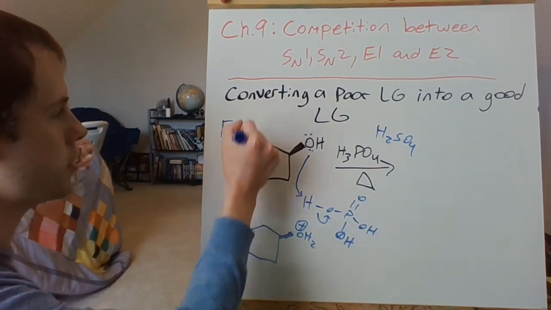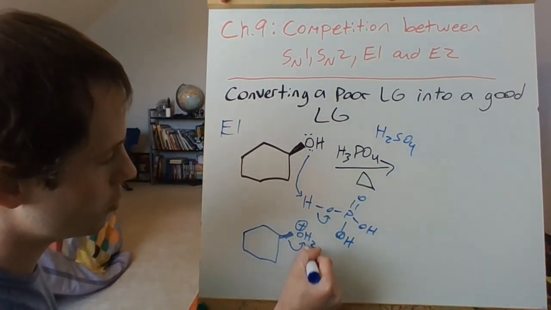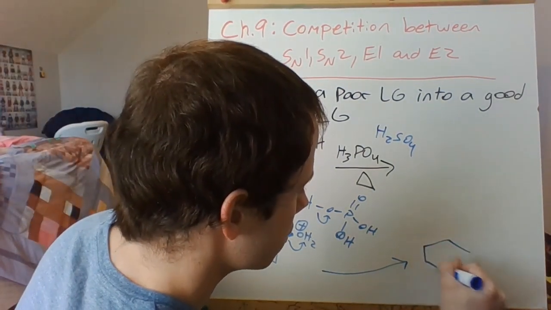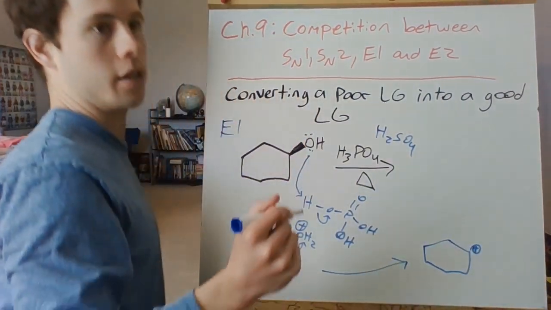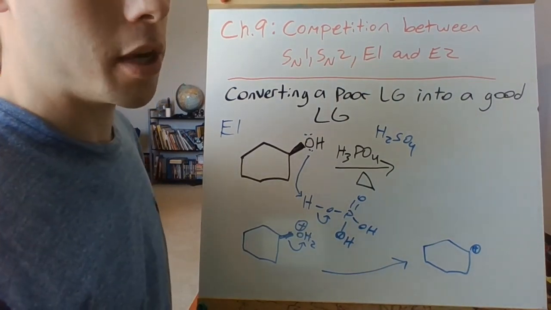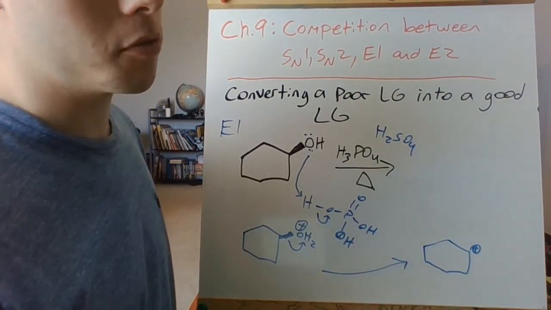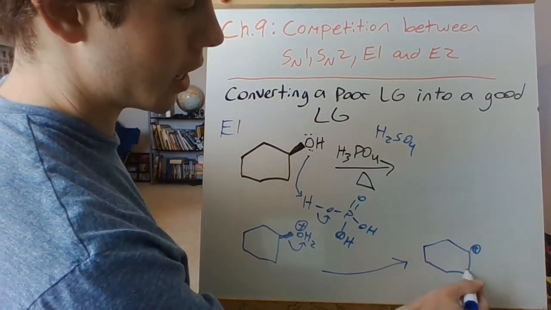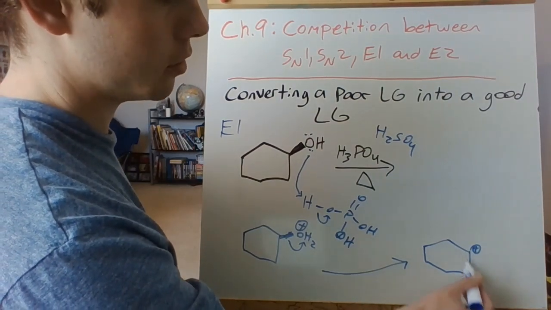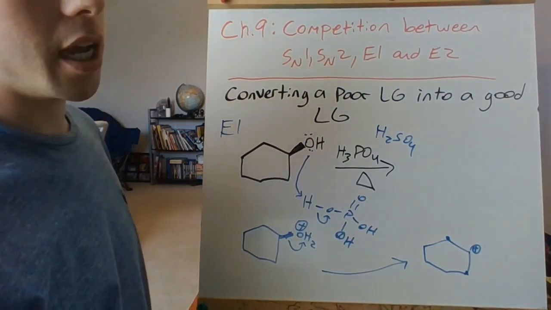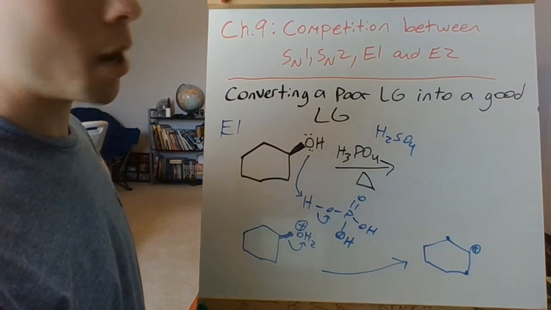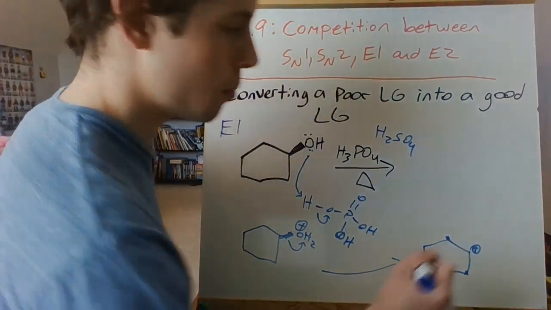Remember that we decided that this was going to be E1, and so now that we have a good leaving group, it just pops off, and that ends up giving us our carbocation intermediate. This carbocation is secondary, so we want to take a look around, see if we can make it more stable by doing a 1,2 hydride shift or a 1,2 alkyl shift. Remember the carbocation is on the 1 carbon, we look down to the 2 carbons, and doing a hydride shift in this case would not give us a more stable carbocation. So that's not going to happen, and so we can move on to the next step of our mechanism.